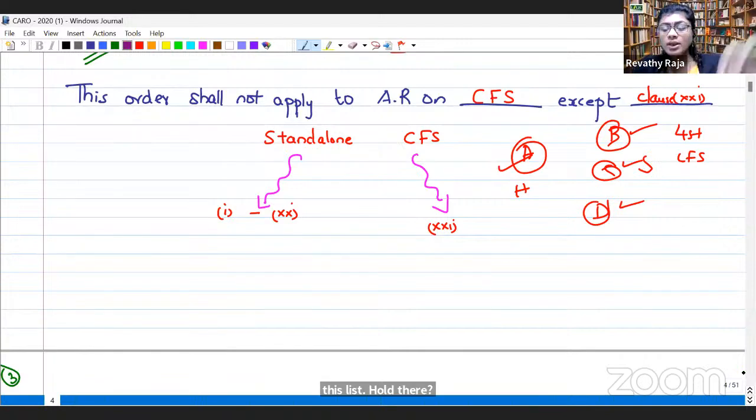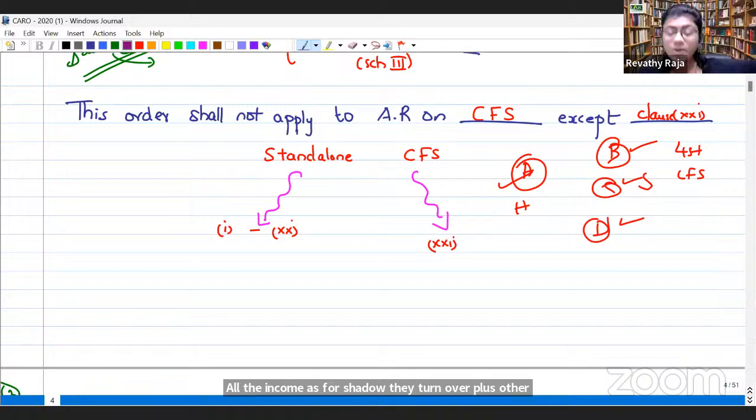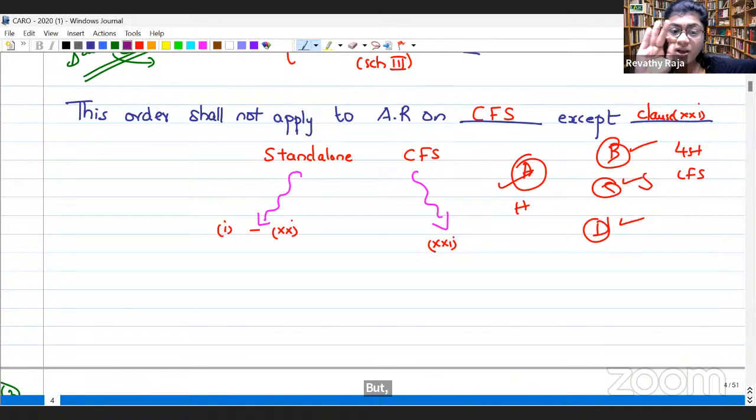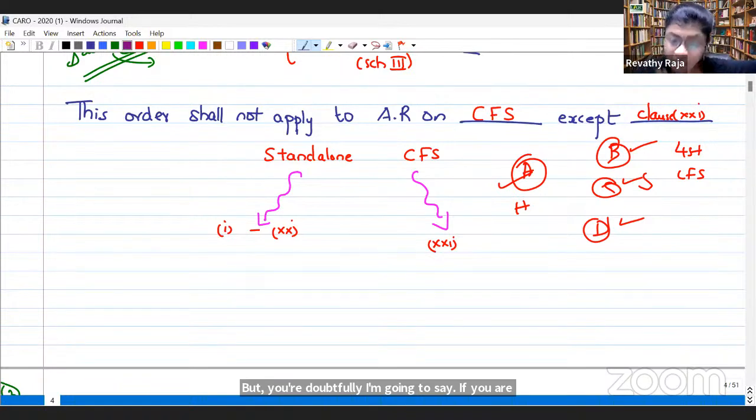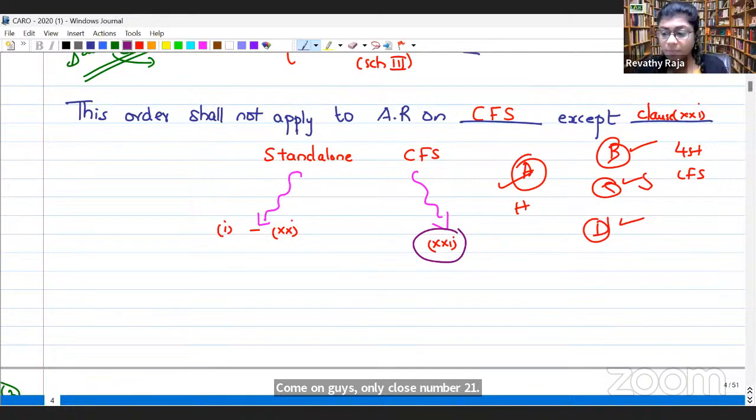Total revenue will include turnover, all the income as per Schedule 3. Turnover plus other income plus everything. Now your doubt: if you are doing the audit of consolidated financials, which clause is applicable? Only clause number 21. Now, hear very carefully the logic. Why is only this applicable?